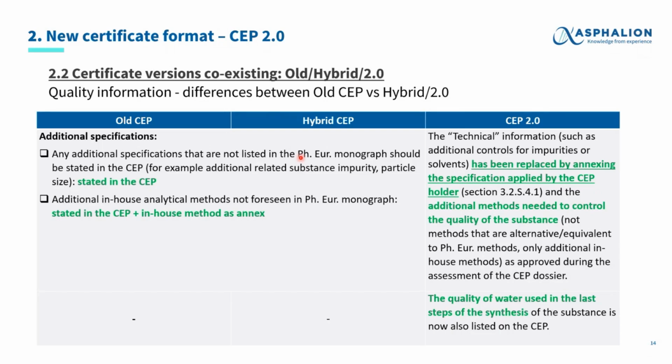About the quality information part that is going to be changing with the CEP 2.0, as we said, the hybrid CEP is going to remain the same as the old CEP. The old CEP is not going to have all the changes related to the quality information part. So the old CEP and the hybrid CEP are going to have the same information that we saw before: any additional specification to the ones included in the Ph. Eur. monograph is going to be stated in the CEP, and also the additional in-house analytical methods are going to be annexed in the CEP.